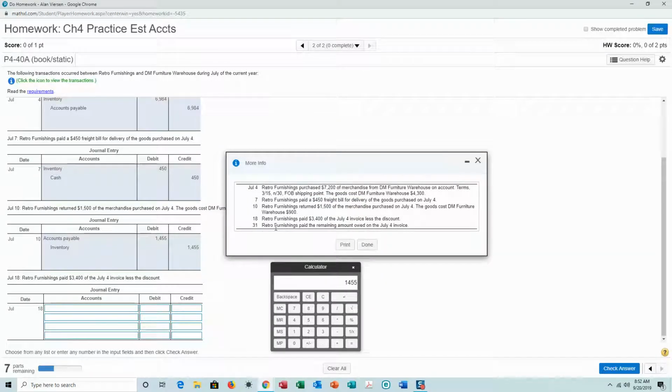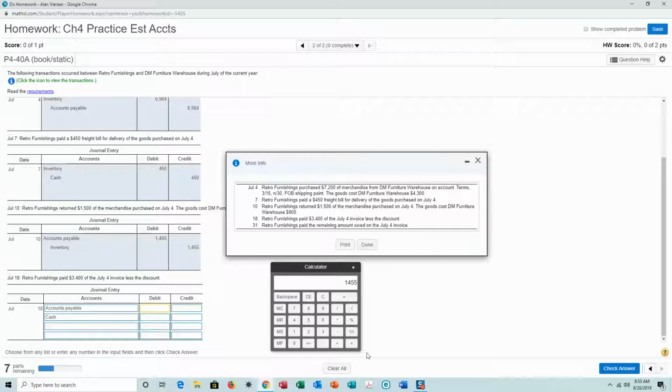All right, now I chose this problem partially because it has a partial payment where you take the discount, and then the rest of the payment, you are outside of the discount period. So the first one is Retro Furnishings paid $3,400 of the invoice less the discount. So again, whenever we pay something, we know our cash goes down. So we're going to reduce accounts payable. By the way, accounts payable is a liability, has a normal balance of credit. So we reduce it with a debit that you learned from the previous chapters. And we're going to reduce cash because when we pay for something, our cash goes down.